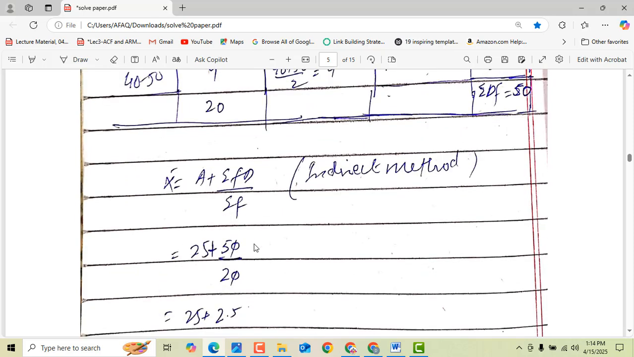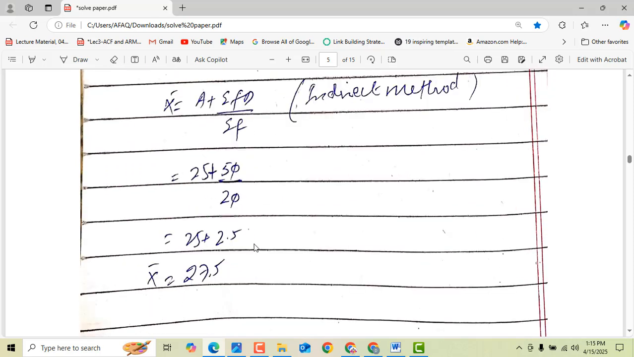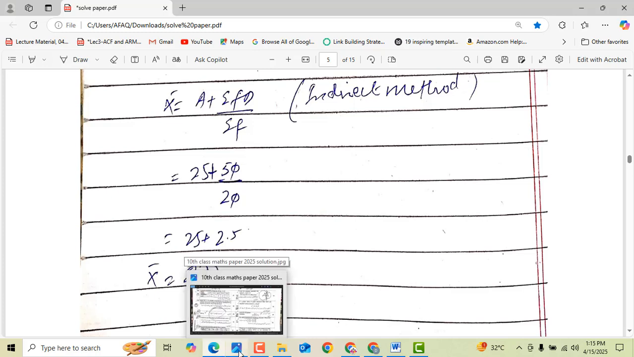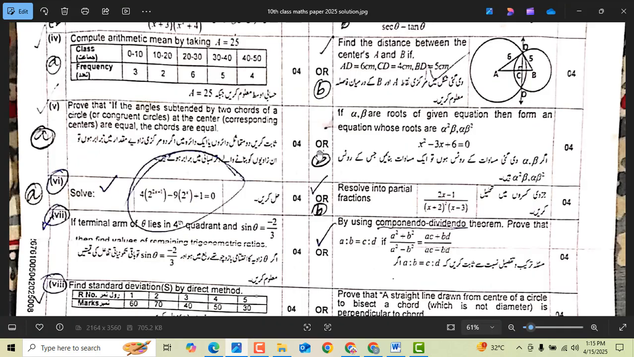Now we will move to the B part of question number 4, section B under question 2. Find the distance between the centers A and B if AD is equal to 6 cm, CD is equal to 4 cm, BD is equal to 5 cm.